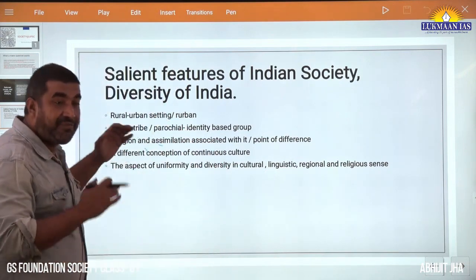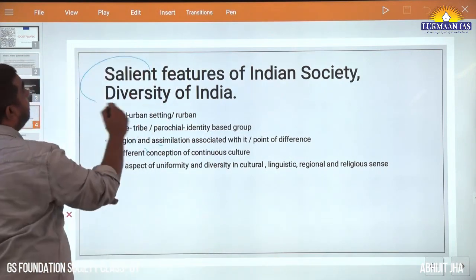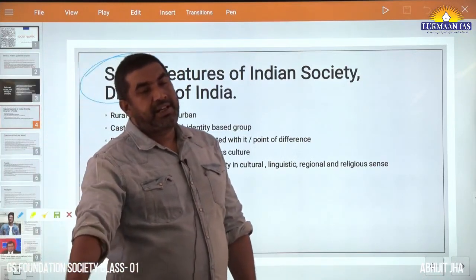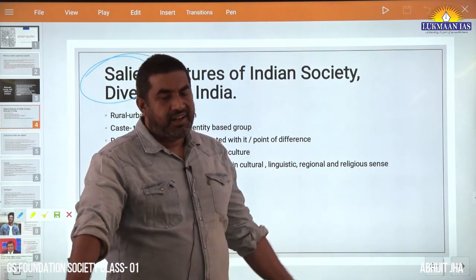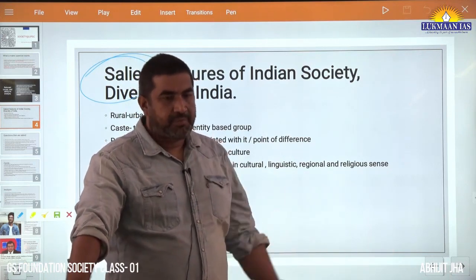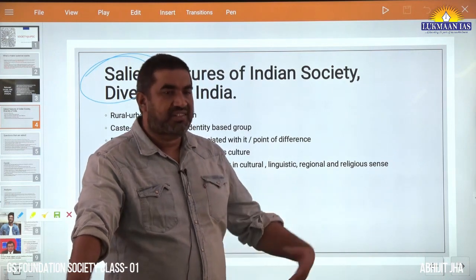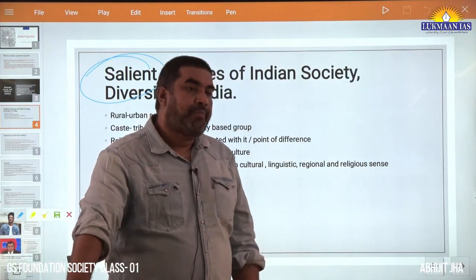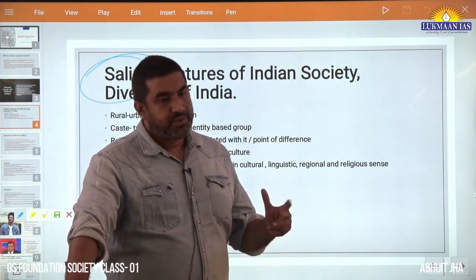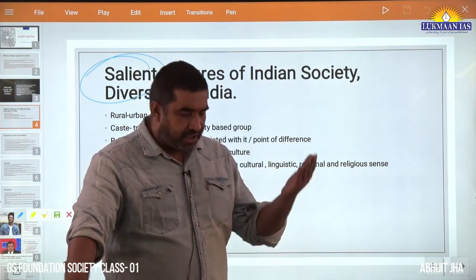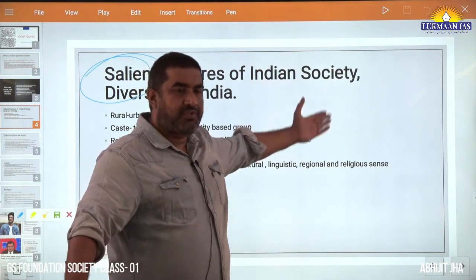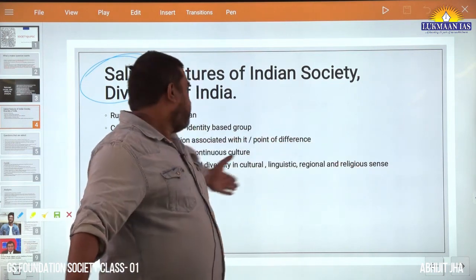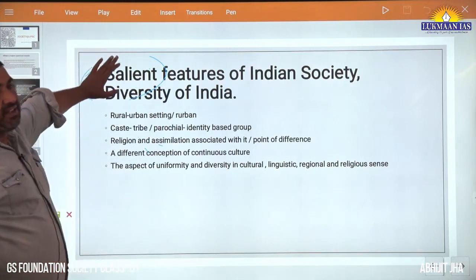Okay, so these are the features which are salient to Indian society in particular and South Asia in general. You will find these tendencies among Pakistanis also. In Bangladesh, gender equity can be found relatively, but in India and in Pakistan, such tendencies are often witnessed. From honor killing to the dowry system, everything is there. So these are the features which are very salient to India.